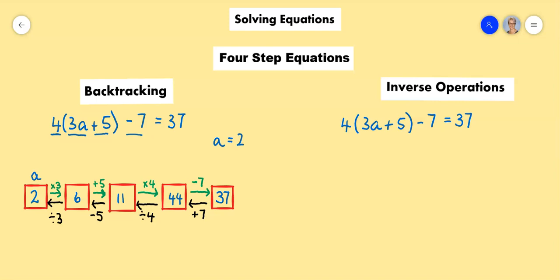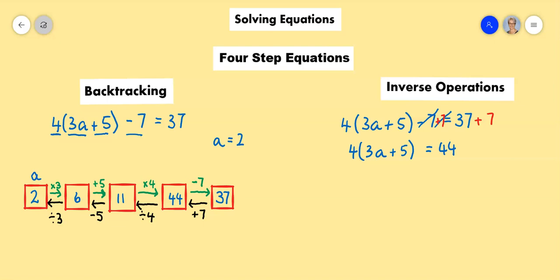Okay, let's try and solve the equation using inverse operations. So if we look back at our flowchart, we can see the first thing that we had to do to undo the equation was to add 7. So I'm going to do that to both sides. I'm going to add 7 here and add 7 here. Now, minus 7 and plus 7 will cancel out, and I am left with 4 times 3a plus 5 is equal to 37 plus 7, which is 44.